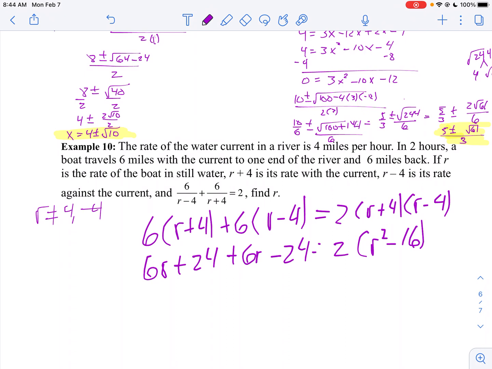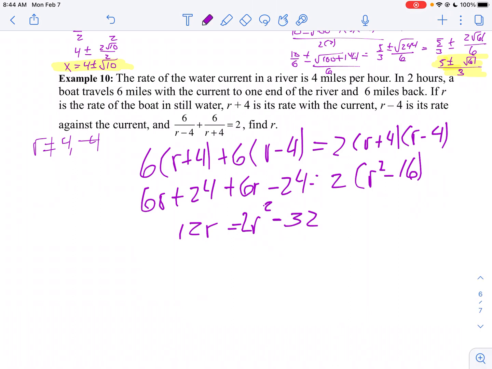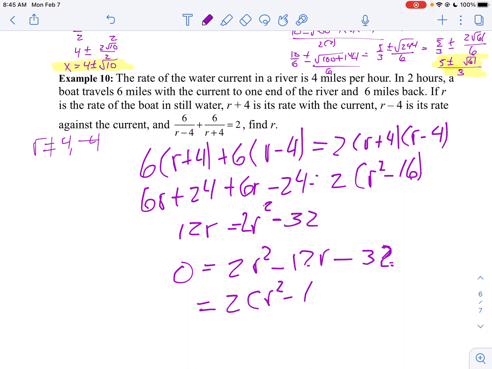Well, 6R plus 6R is 12R equals 2R squared minus 32. Well, then I'll move my 12R over so I can factor it, so I can make it equal to 0. So 0 equals 2R squared minus 12R minus 32. And then I can factor out my 2. So you get 2 times R squared minus 6R minus 16.